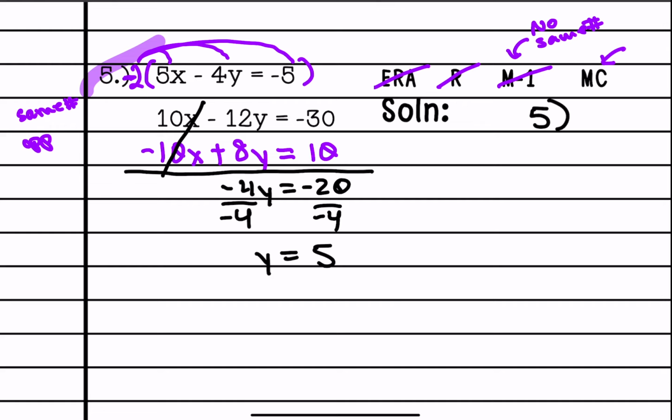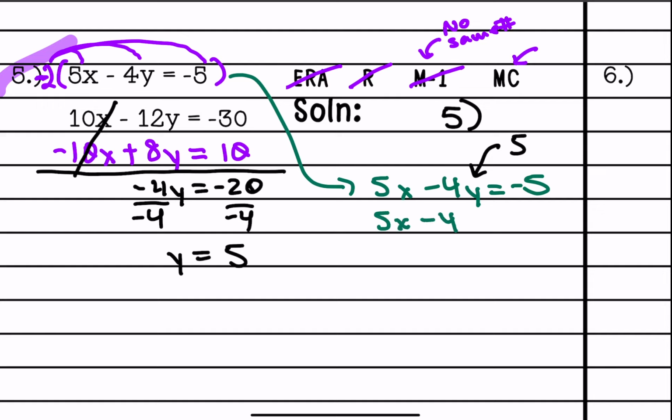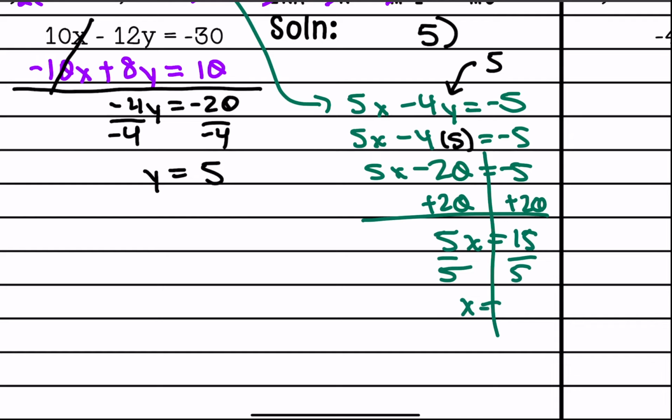That's our first number. I'm going to rewrite probably the first equation because it's got smaller numbers. And I can do smaller numbers in my head a little bit faster than bigger numbers. So I'm going to replace this y with a 5. So now we're going to have 5x minus 4 times 5 equals -5. Do my math. 5x minus 20 equals -5. Add that 20 on both sides. 5x gives us 15. Divide by 5. X equals 3. So my final answer is 3, 5.